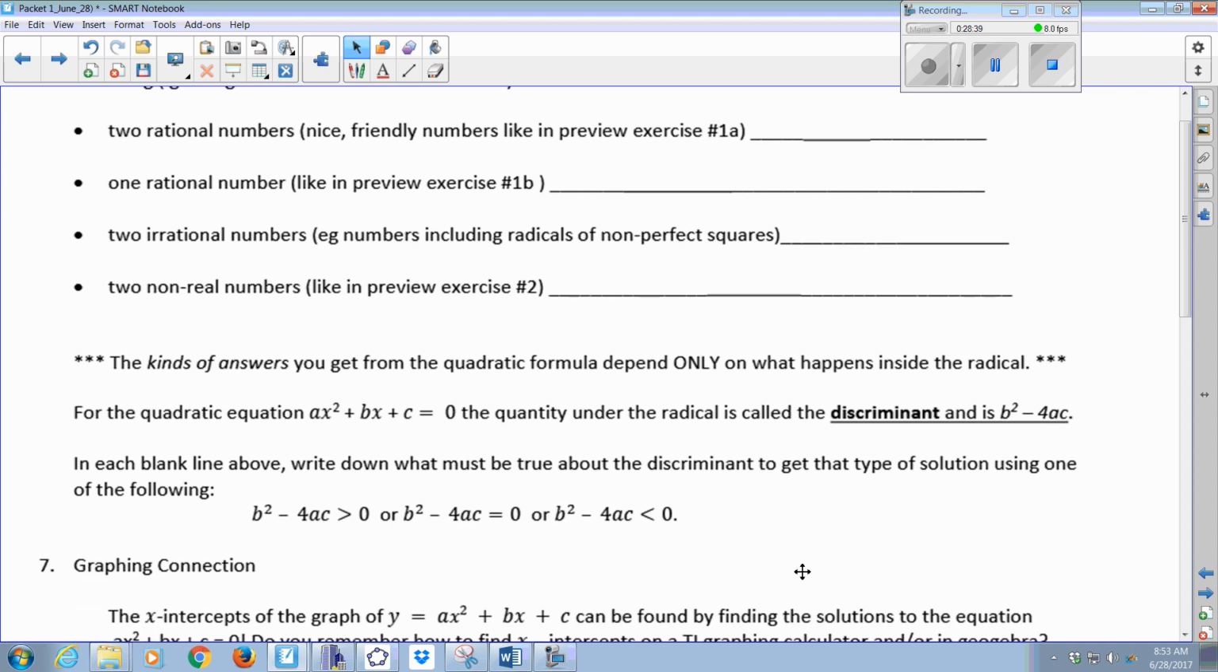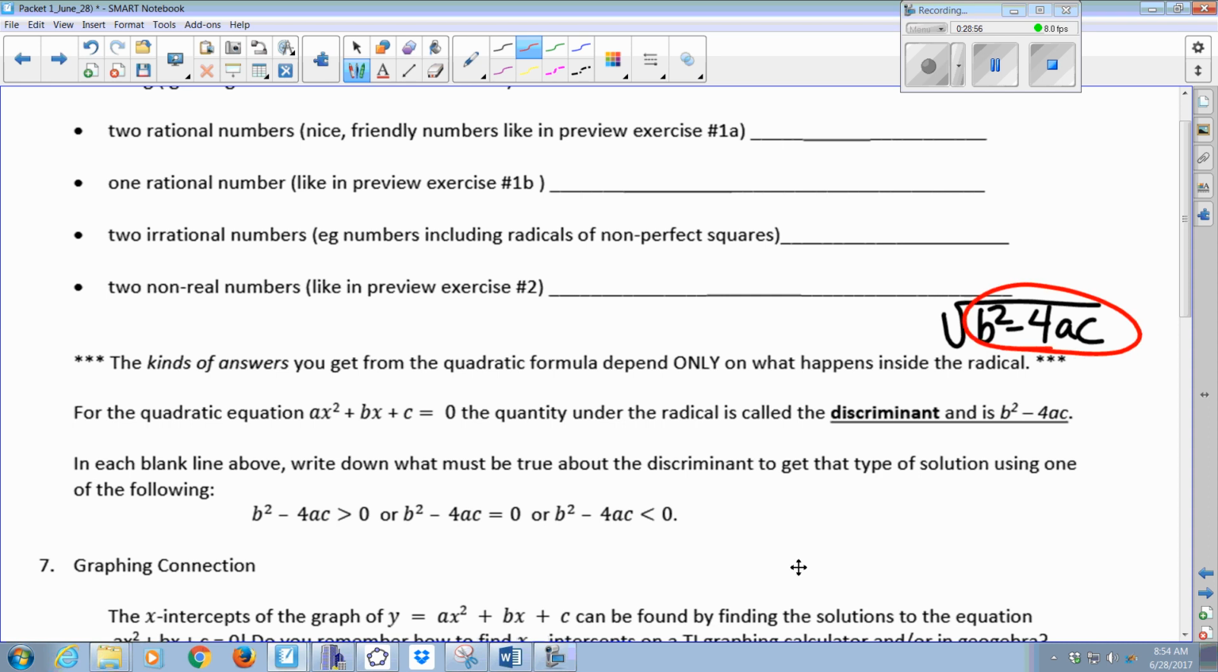So the types of answers you get from a quadratic depend only on what happens under the square root, under your radical. In fact, if you look at this expression, b squared minus 4ac, and the value for that, then you'll know whether you're going to have non-real solutions or real solutions. We call this expression b squared minus 4ac the discriminant because it discriminates, it differentiates, it determines what type of solution you're going to have, real or non-real, two solutions or one solution.